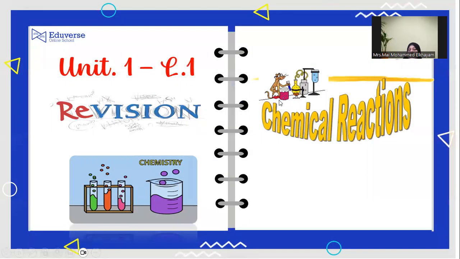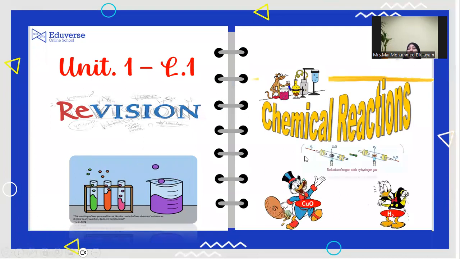So we'll start our revision with Unit 1, Lesson 1, which is chemical reactions. And if you have any problem with oxidation reduction reactions, just wait for the story of Donald Duck and MacDuck that will help you to master this part. Stay tuned.